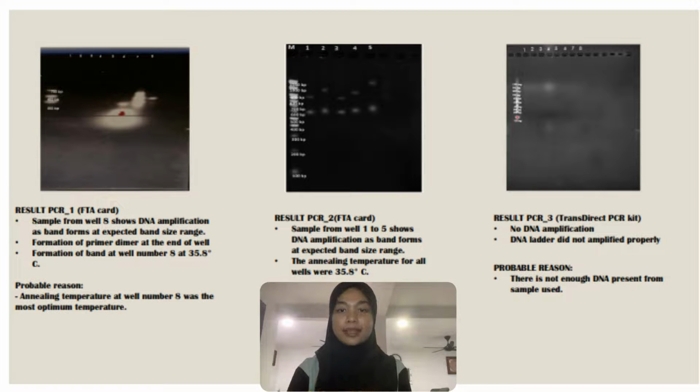Because the transdirect method has been done, the result is presented in experiment PCR3, and no DNA amplification was produced. The reason was concluded that there was not enough DNA present from the sample used, and the DNA concentration is less than 50 nanogram.